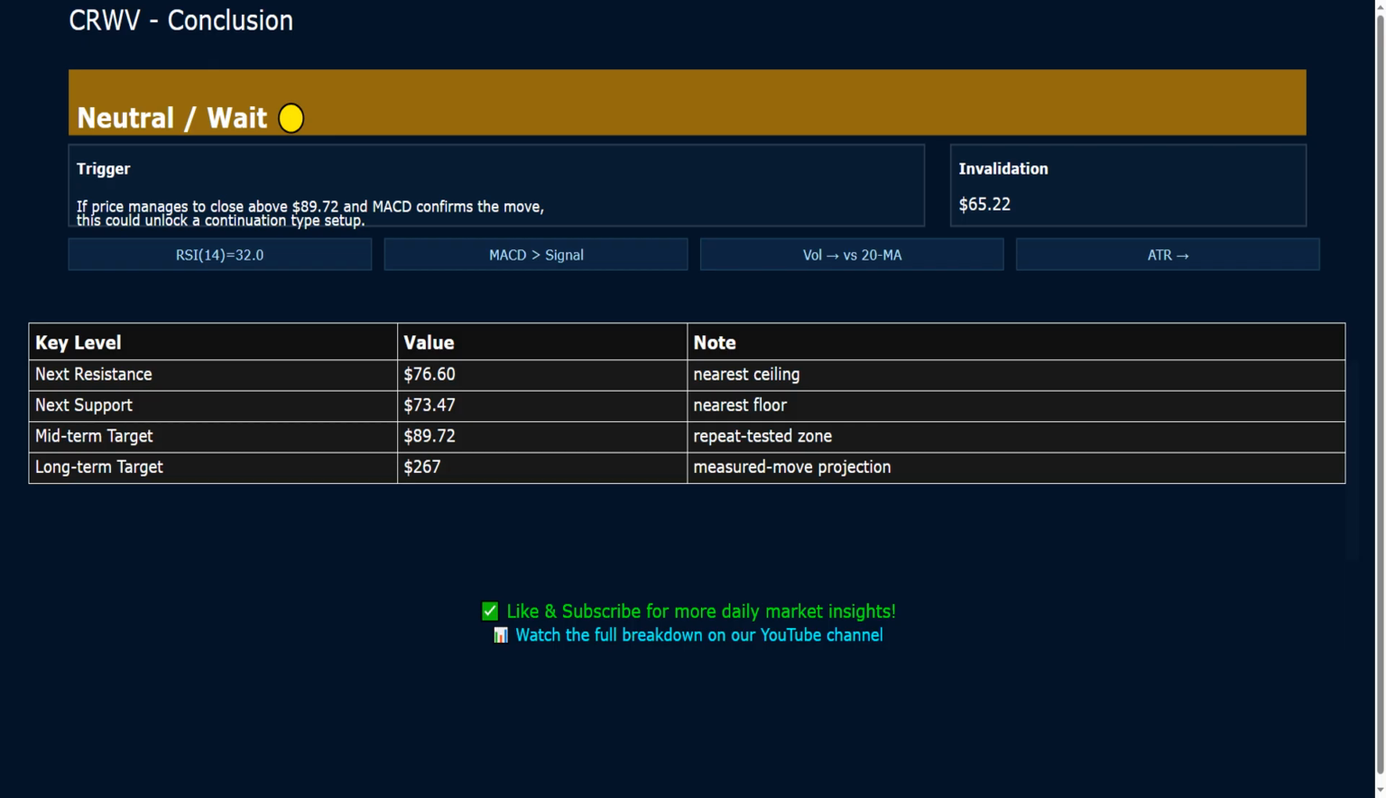RSI is hovering around 32.0, while MACD is above its signal line, which hints at building strength in the current swing. In terms of activity, volume is close to its 20-day average, and volatility, measured by ATR, is holding relatively steady. Together, these shape the energy behind the next potential move. The main tactical trigger to keep on the radar is around $89.72.